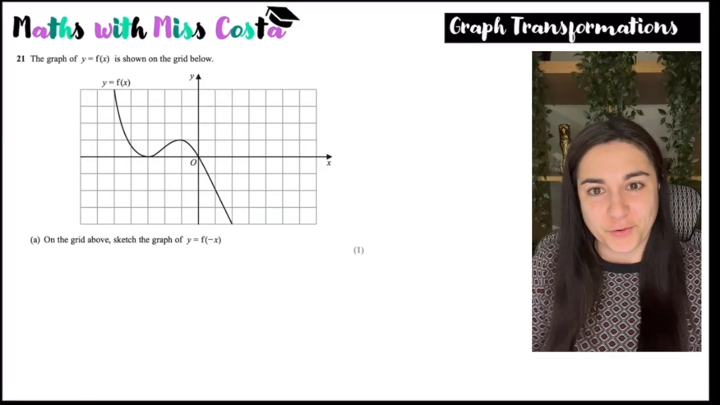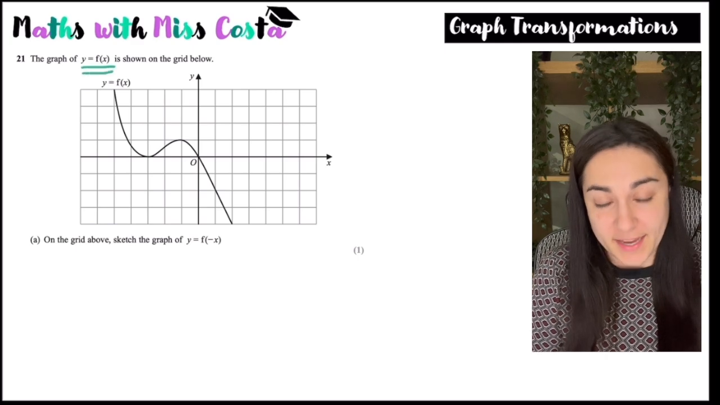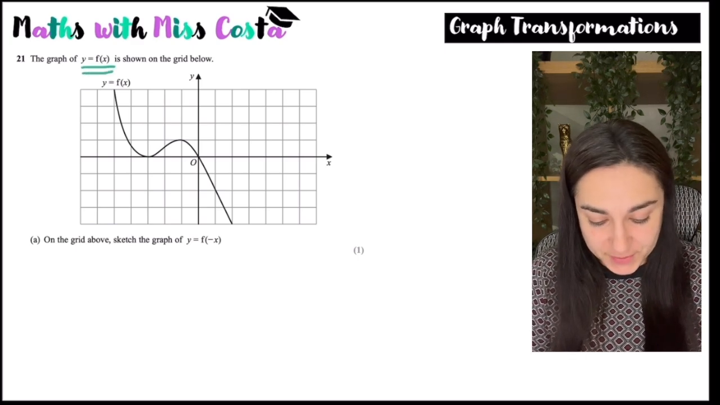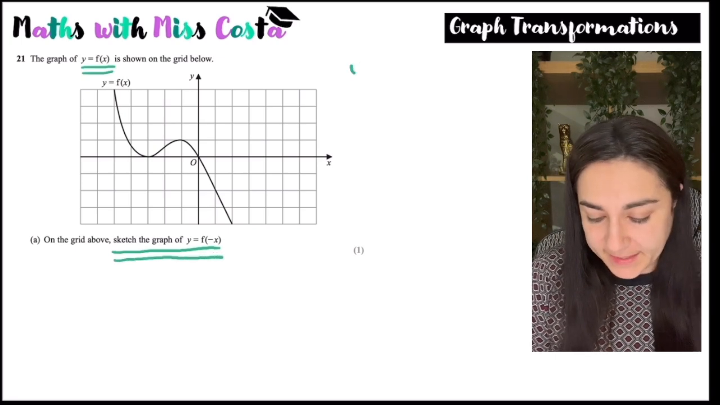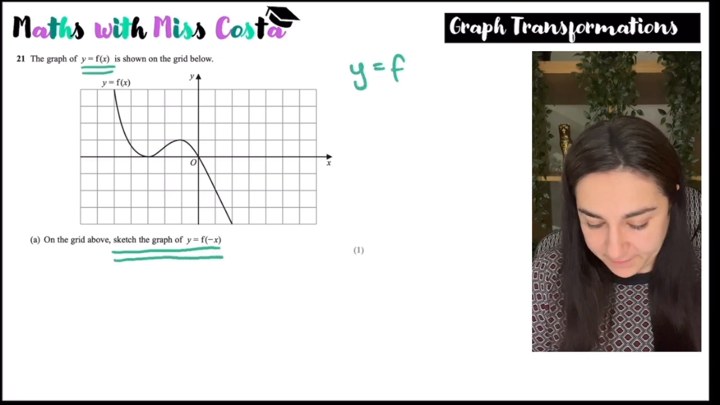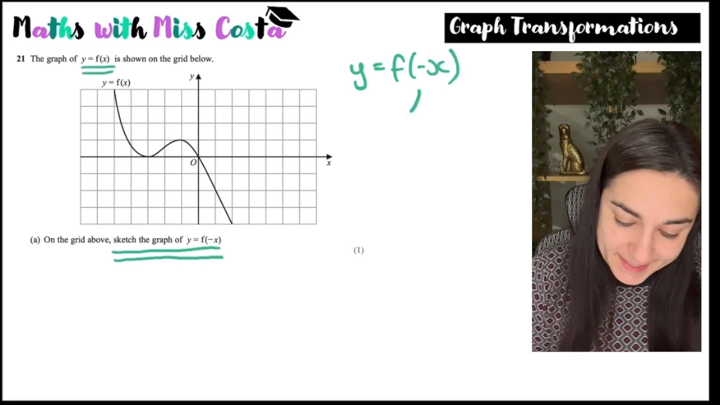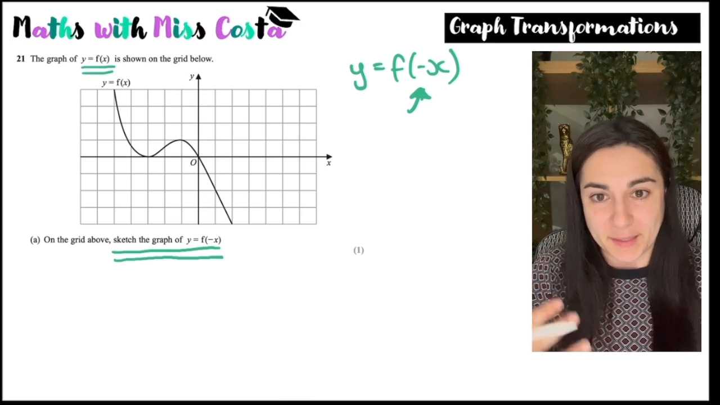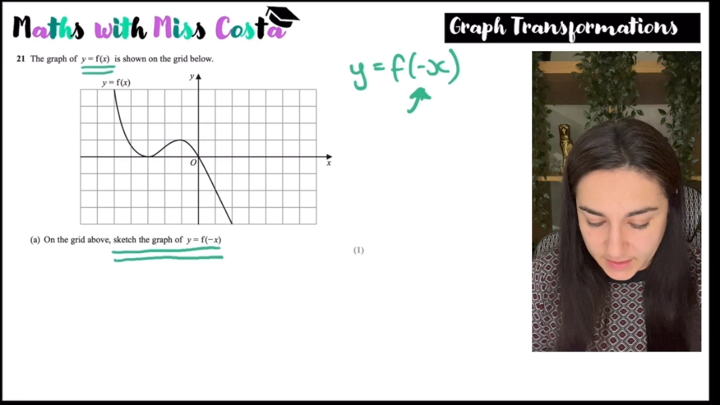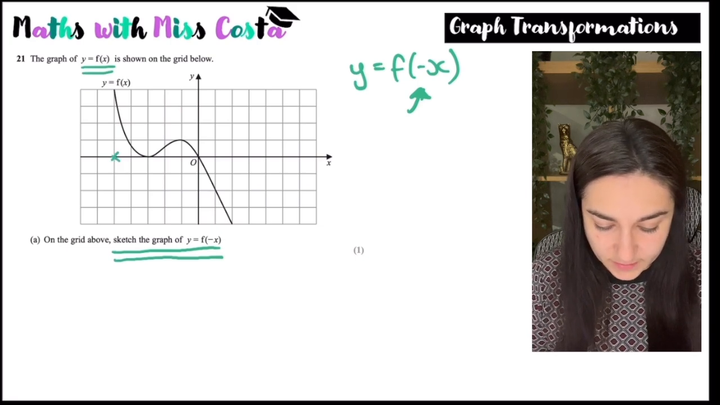Okay, so here I have a graph transformation. I am given the graph of y equals f of x, and I am asked to sketch the graph of y equals f of negative x. So because I have a negative sign inside the brackets next to the x, what that means is that all of the x coordinates are going to be flipped. It's going to be the negative version of them. So let's have a look at my x coordinates. So I've got one over here.